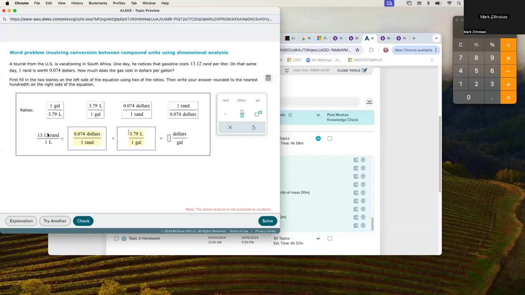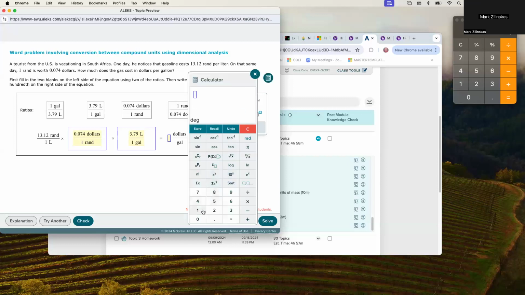So now all we have to do is multiply straight across the top and straight across the bottom. There's no sense in multiplying straight across the bottom on the calculator because 1 times 1 is 1, but we're going to divide 1 into the product of all three of these numbers. So if I take the 13.12 and multiply by 0.074, and then multiply by 3.79, I get my equals, I get 3.67.